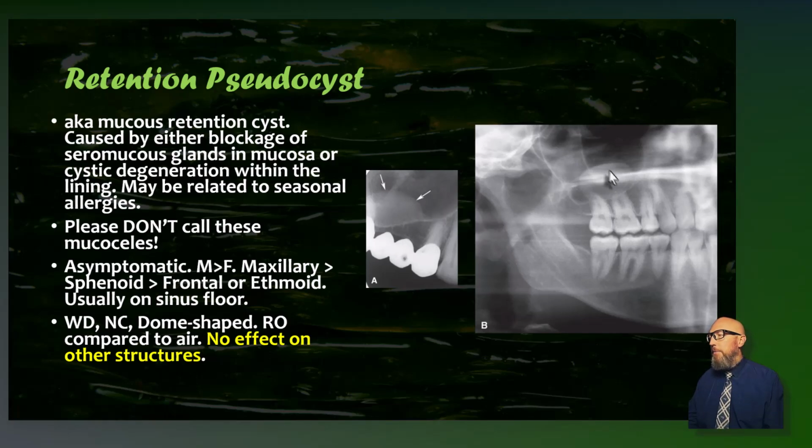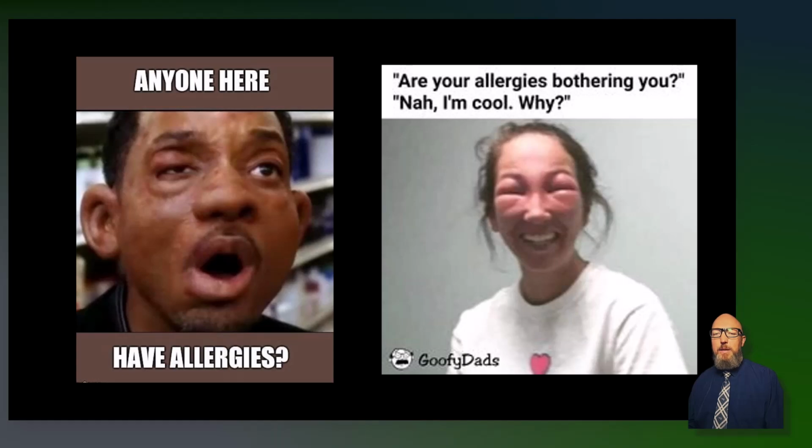Here's a nice egg-shaped one. Notice no effect on the sinus floors whatsoever. Notice no cortical border around it. Those are classic pseudocysts. So definitely be able to recognize these, be able to name them. Don't call them mucoceles. Realize that a large majority of time, these do not require any treatment. And since we mentioned allergies, anyone have seasonal allergies and feel like this once in a while?